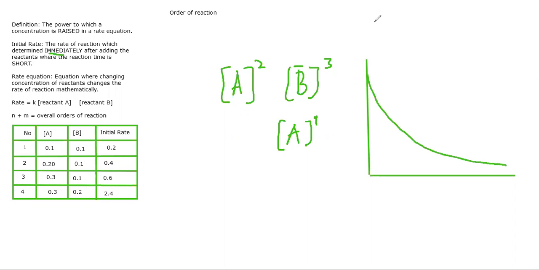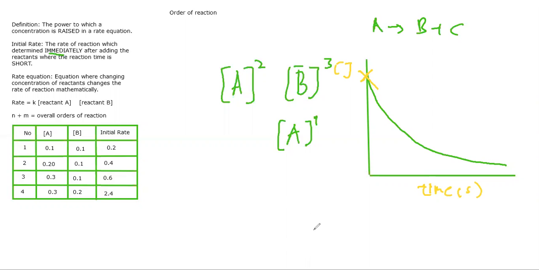So for example, A goes to B plus C. The initial rate of reaction is actually at this point, at the cross. So it is the concentration or the rate that you find really in the beginning. For example, this is concentration against time.